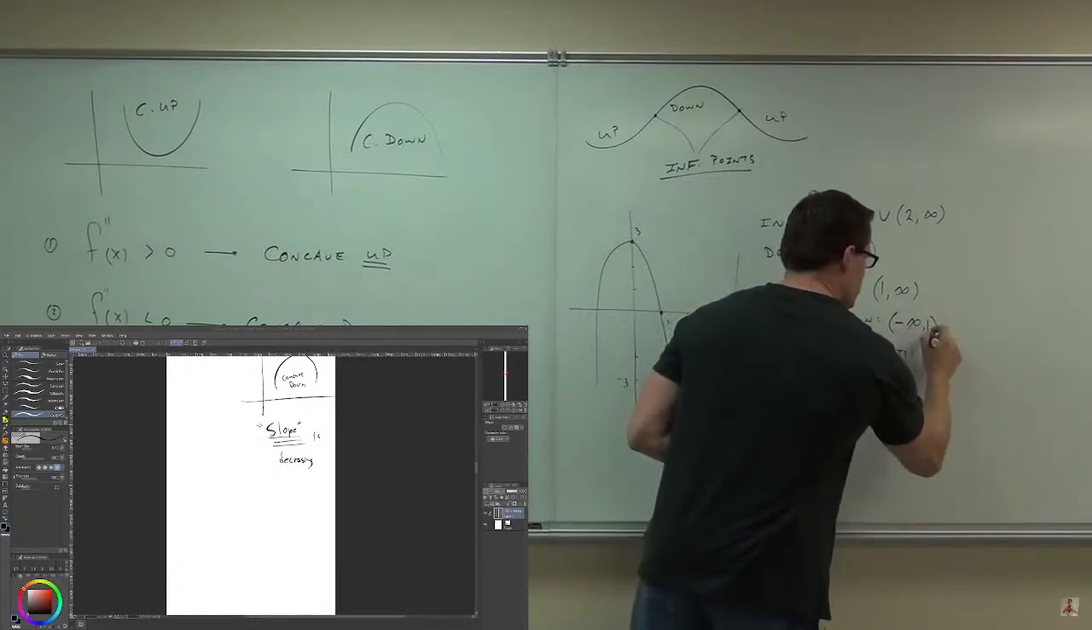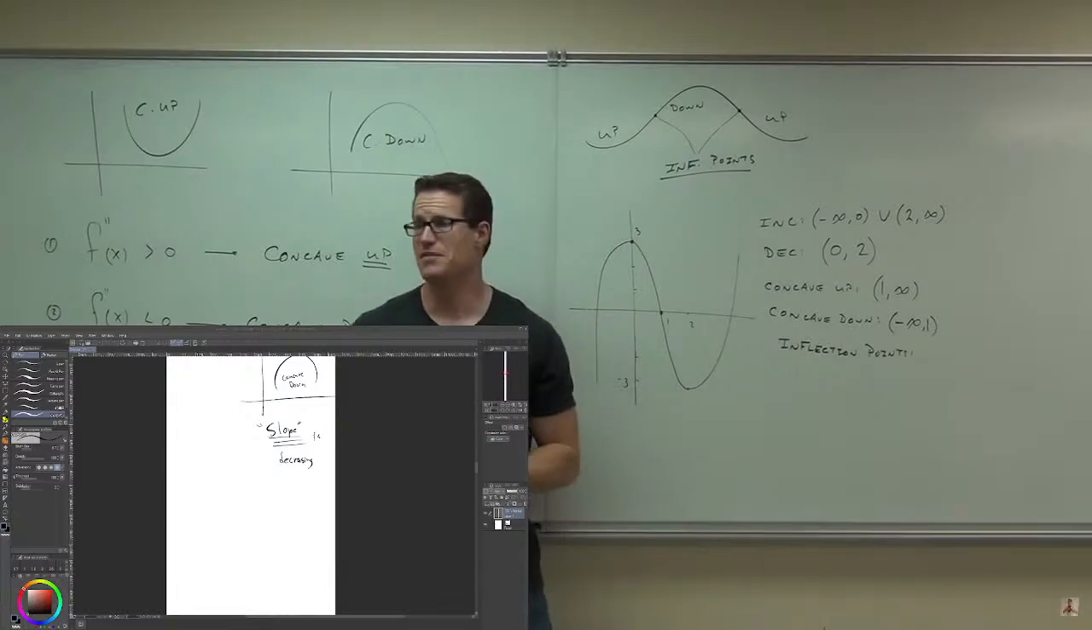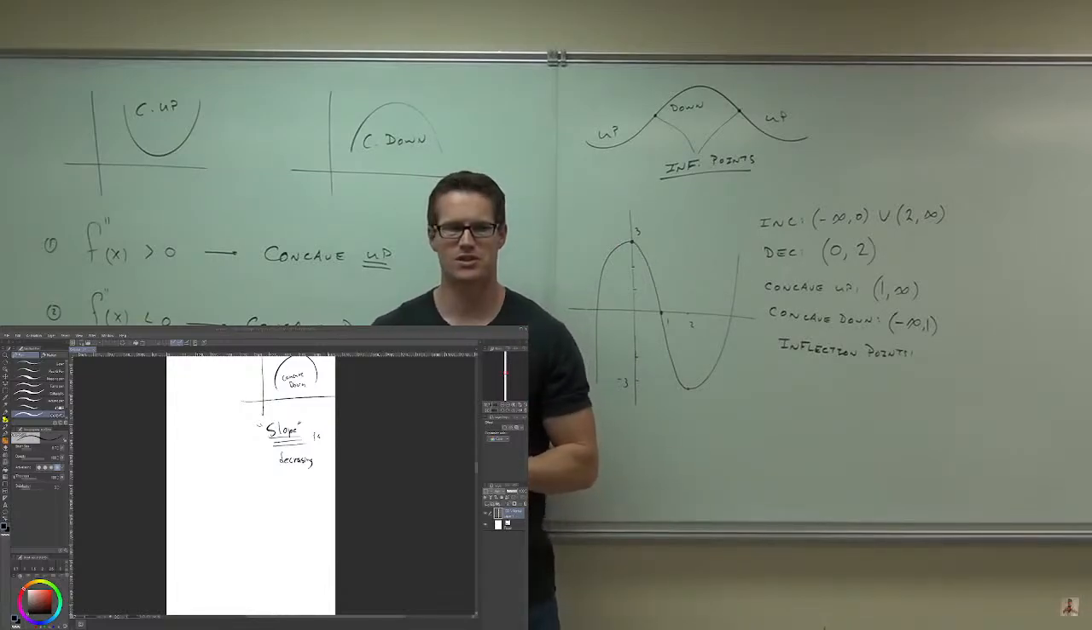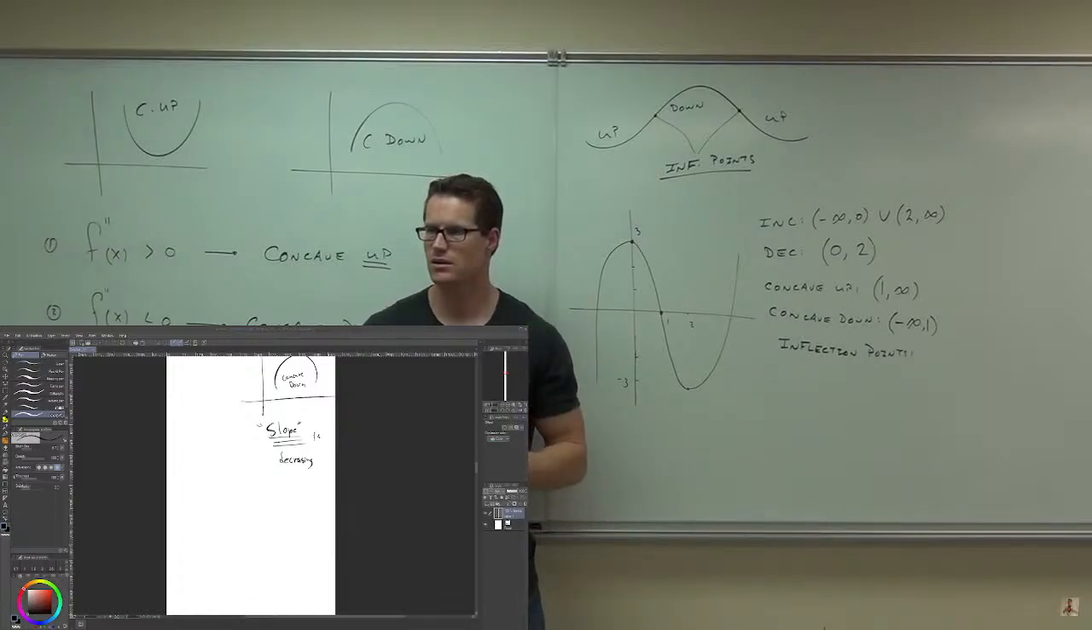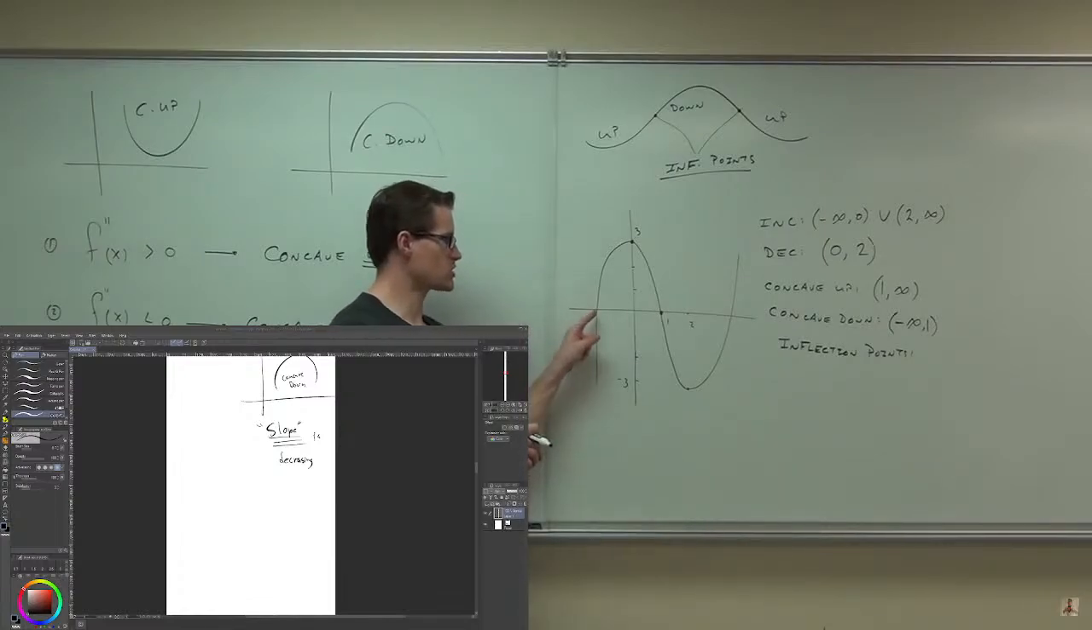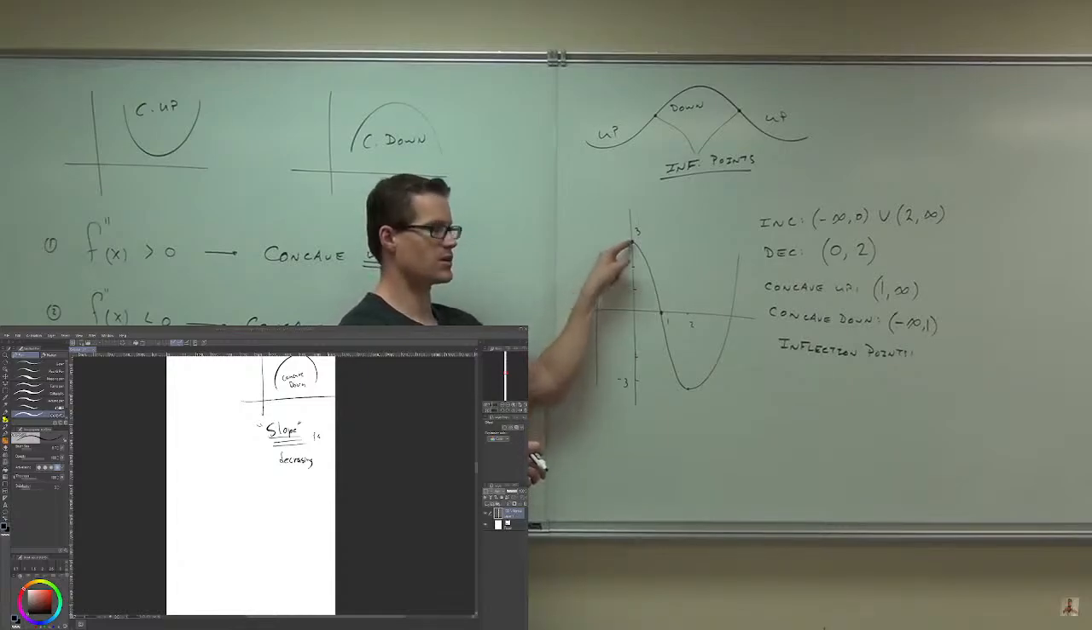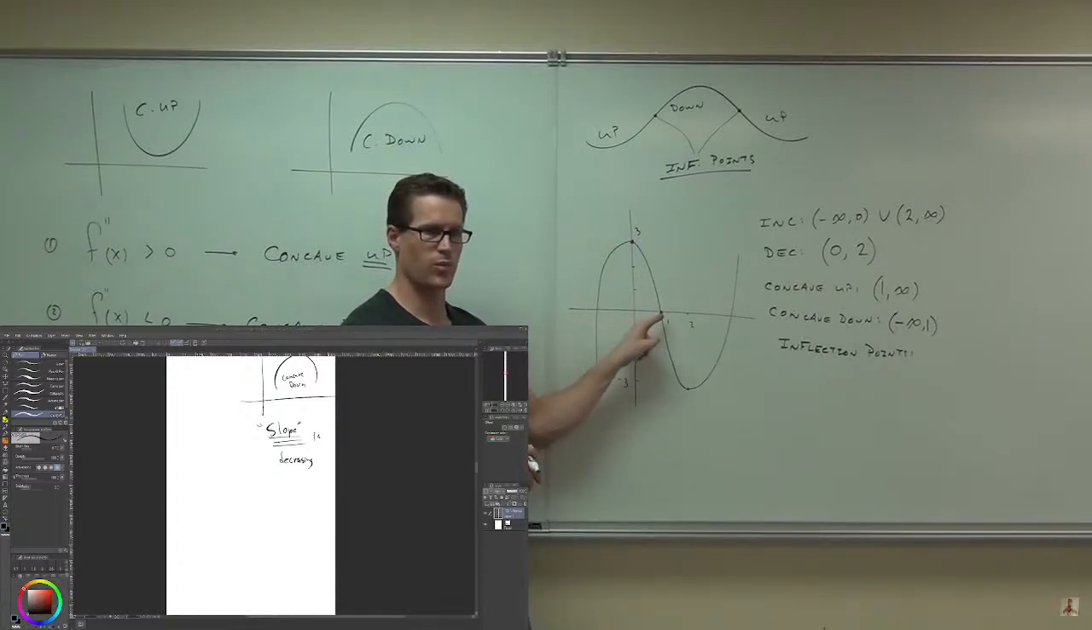Is there an inflection point? If you change concavity, you have an inflection point. What is it at? 1, 0. Does it change concavity here? Just that one. Does it change concavity here? No. X equals 1, or the point 1, 0.